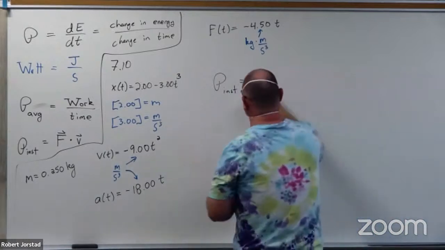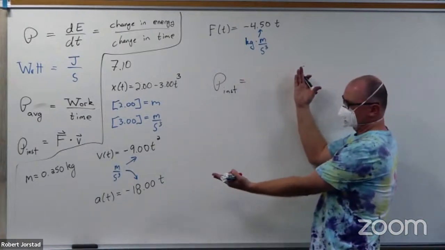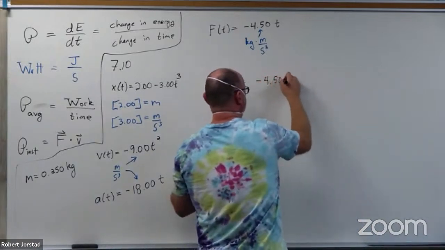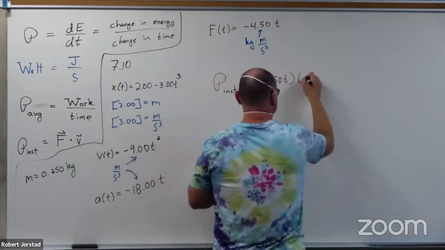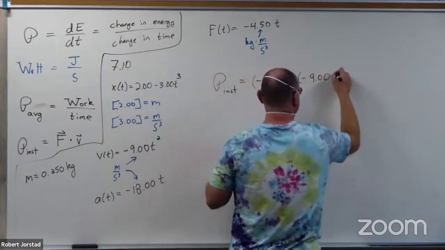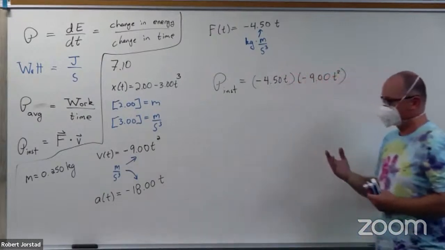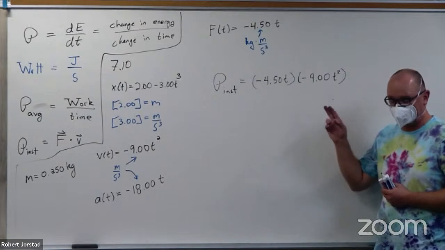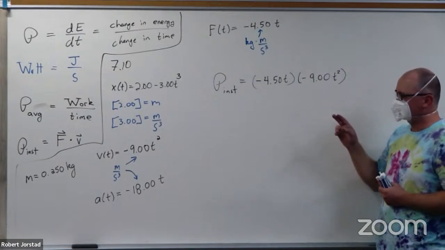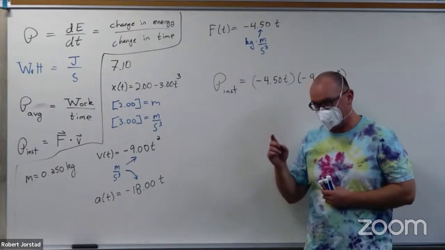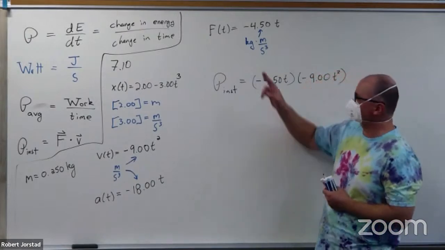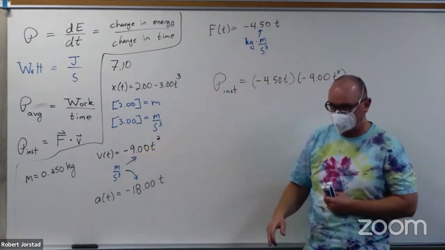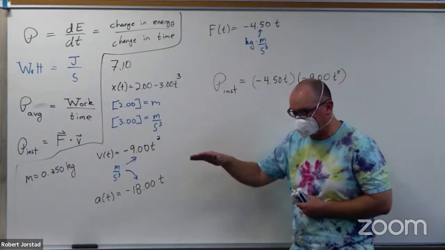Force dot velocity. Do I have those two things? Yeah, it would be negative 4.50 t times negative 9.00 t squared. Now think carefully. Does a positive answer make sense here, right? Is this force trying to speed this thing up or slow it down? The force is negative. The velocity is also negative. Is the force helping it go in the negative direction or not?